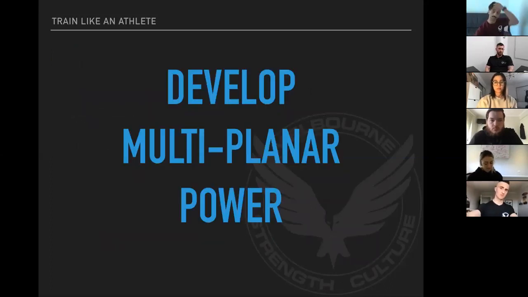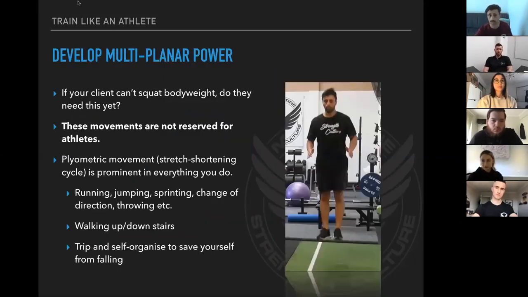All right, developing multi-planar power. I'm not going to talk for too much longer. I'll skim through this. All right. If your client can't squat body weight, do they need this? All right. Doing jumps, doing basic plyometrics, they're not reserved for athletes. If you think about day-to-day movement, if you think about running, you think about walking, you think about changing direction, you think about catching yourself from falling, there is a plyometric component in all of that.